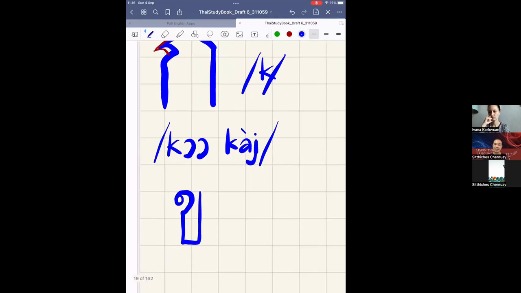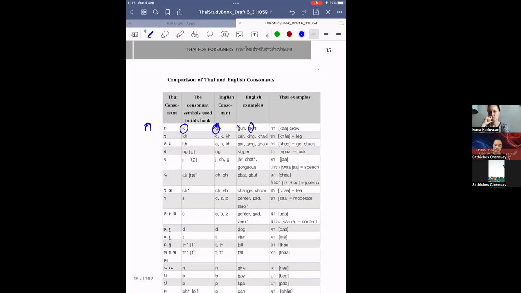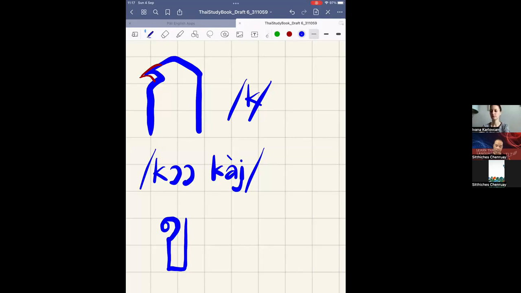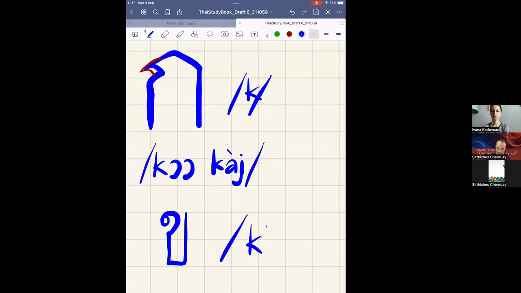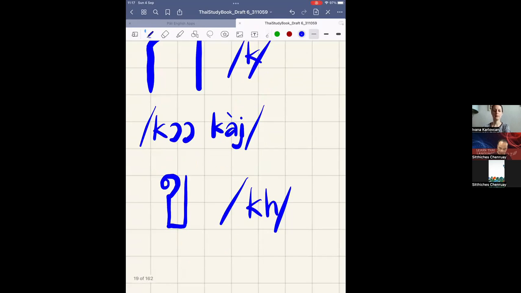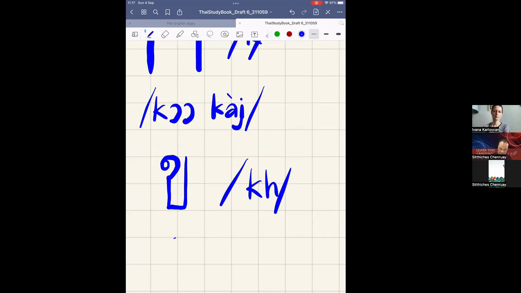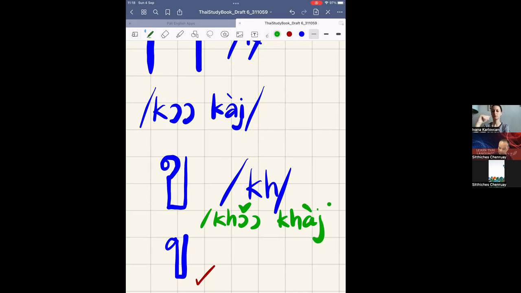You can see ขอไข่. ขอไข่ is the k sound. The k sound is very similar to the first one. But if you write, if you don't use this letter like this, you write only this, it is also right. It is also ขอไข่. It is the rising tone, right? ขอไข่ means egg.